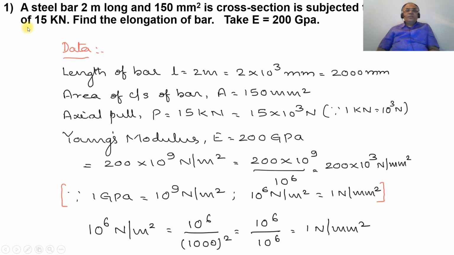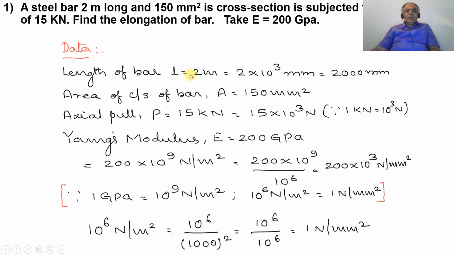First, what we need to do is convert all the parameters into SI units. To do that, first, he says the length of the bar is 2 meters. Since he has given the cross sectional area in mm square, you convert this 2 meters into mm.